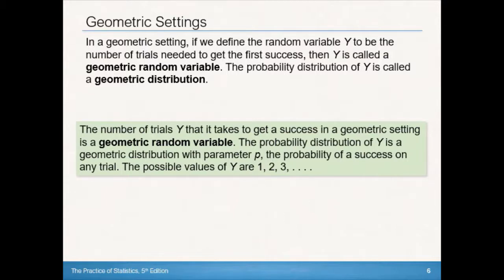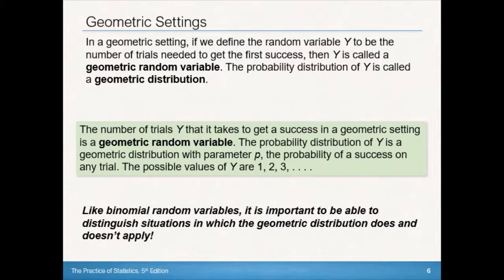So you notice the possible values of y are 1, 2, 3, and then we do a dot dot dot, because we don't know how many it will ultimately take. In theory, that list would go on forever. But again, the probability that it takes a really high number before success is typically pretty low. All right, and so this is a geometric random variable. Like binomial random variables, it is important to be able to distinguish between the ones that are geometric and the ones that are not geometric, or maybe binomial.